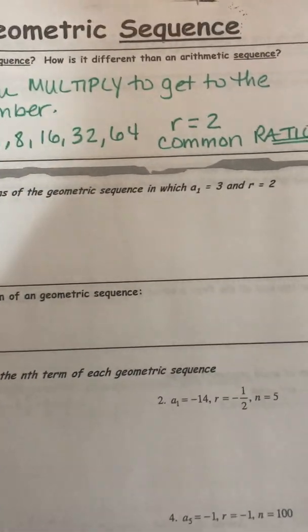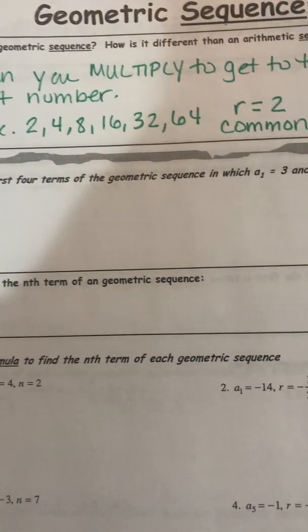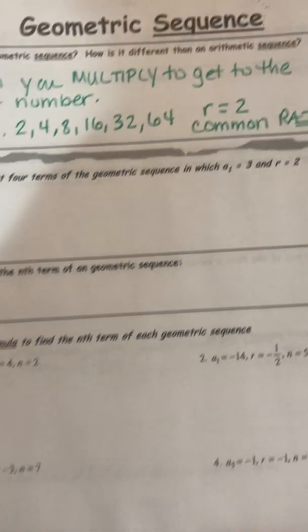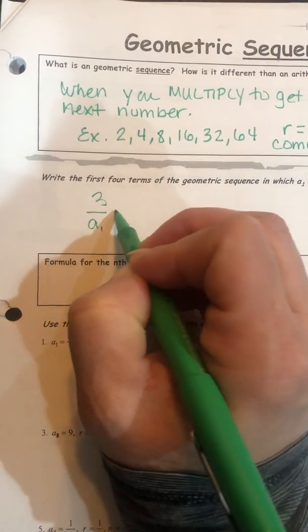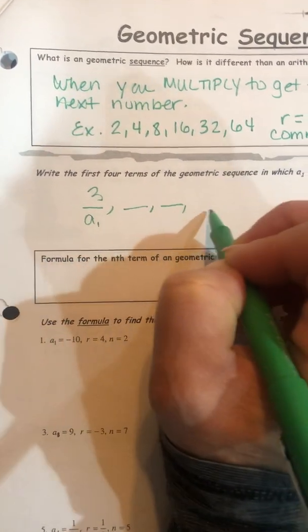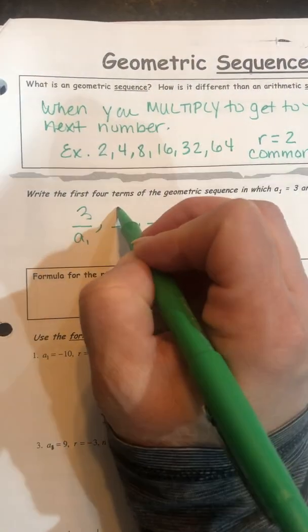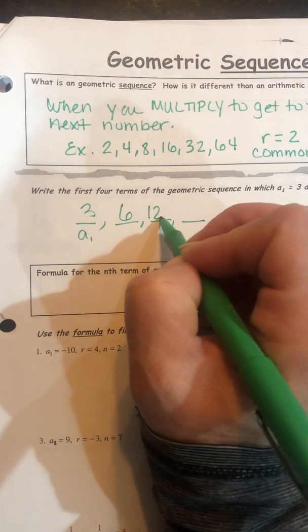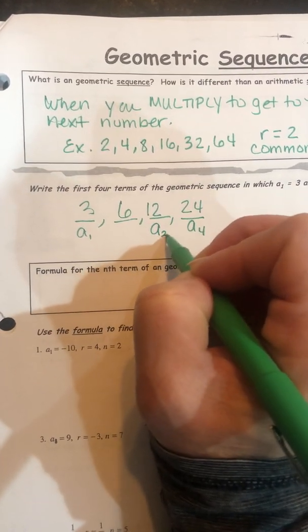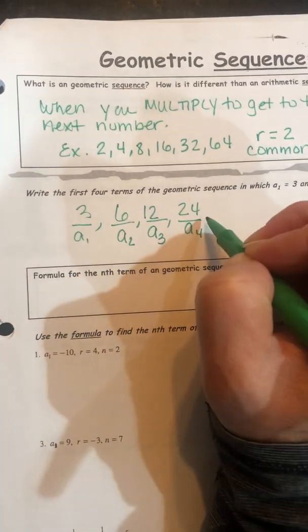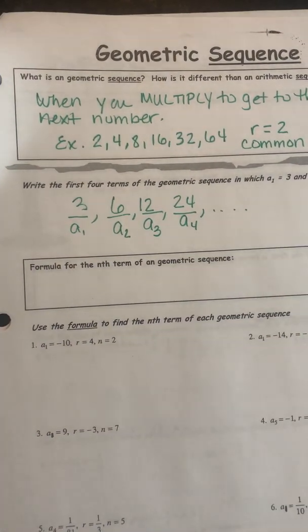Let's look at this one. It says, write the first 4 terms. The first term is 3. The common ratio is 2. So the first term is 3, and I want to write the first 4 terms. Common ratio is 2, so it means I multiply by 2, I multiply by 2, I multiply by 2. And those would be the first A1, A2, A3, A4. And of course it would keep on going.